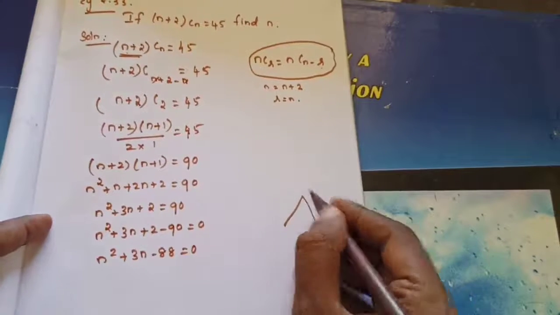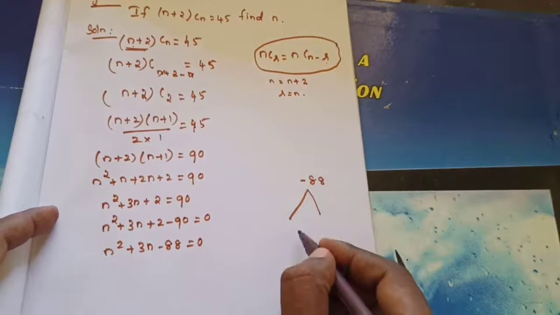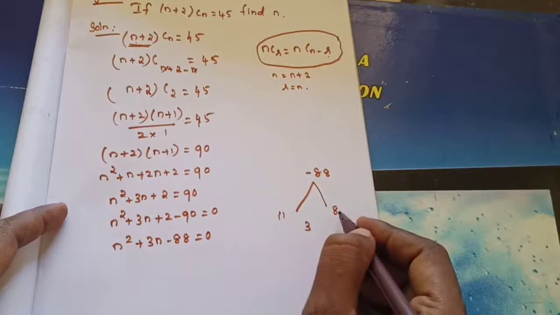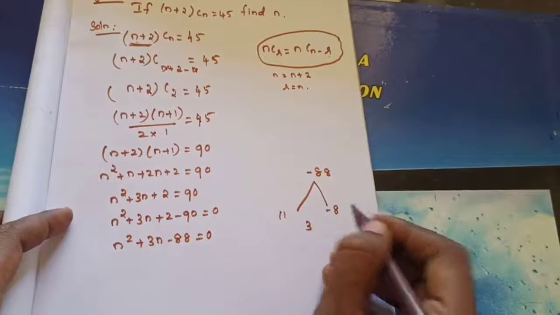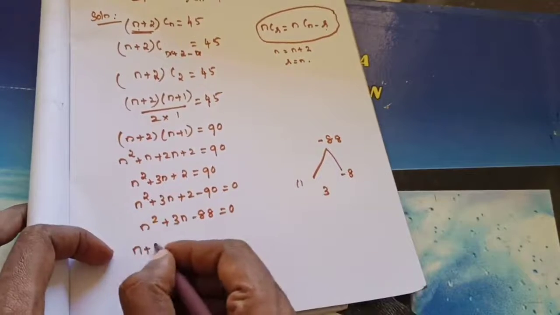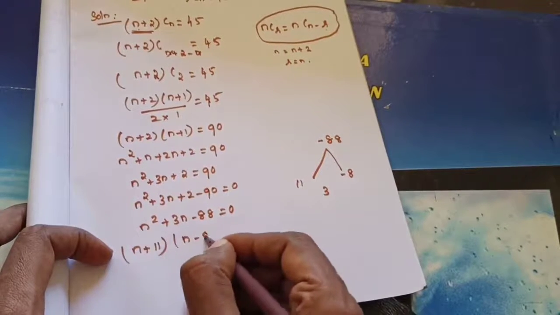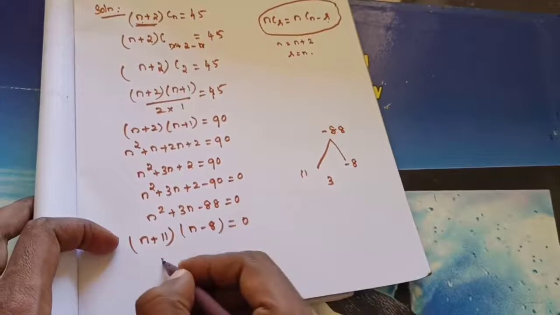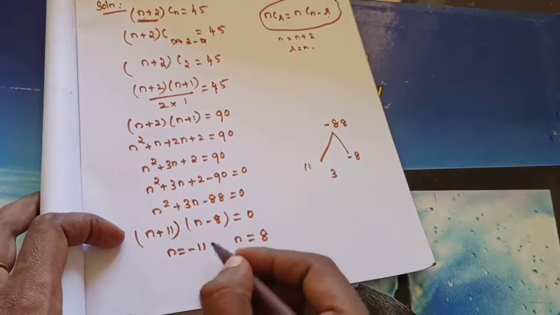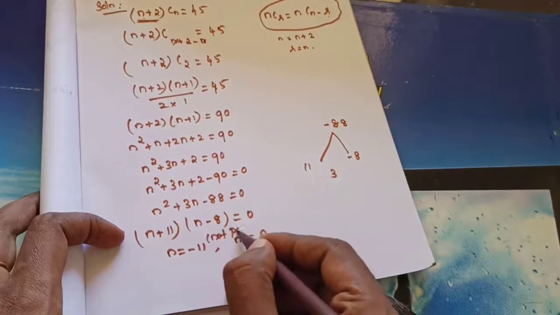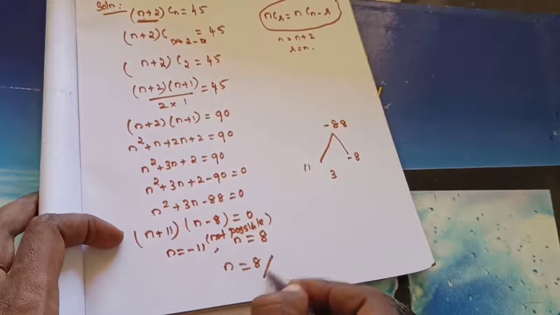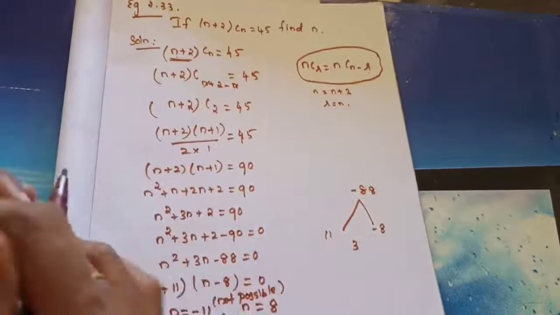Now you can find out the factors. That is minus 88, here 3. I think it is 11 and 8. Whether it will be correct? So it is positive, so it is very easy. So what are the factors? n plus 11, n minus 8 equal to 0. So n equal to minus 11, n equal to 8. I said negative will not be possible. So what's the only answer? n is equal to 8. This problem is also important. They will ask.